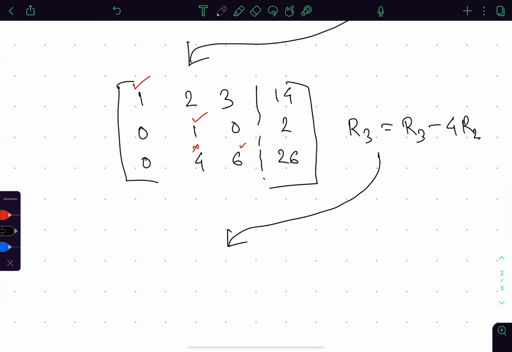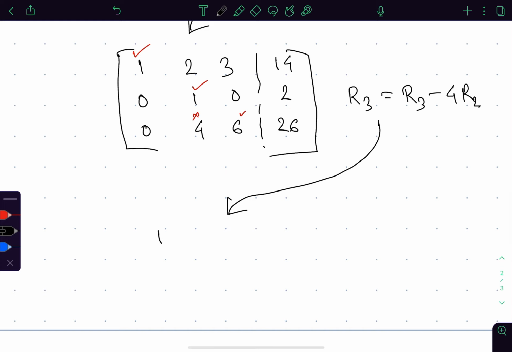So this will give us 1, 2, 3, 0, 1, 0, 0, 0, and 4R2 will be, that was 0 anyway, so 6, and on the right side this will give us 18. So it will be 14, 2, 18.